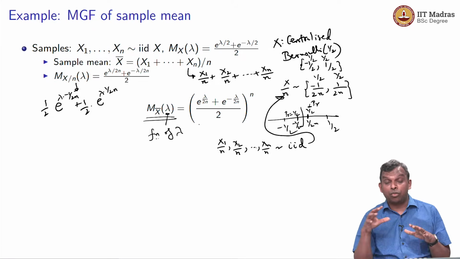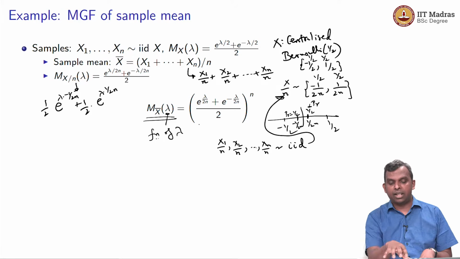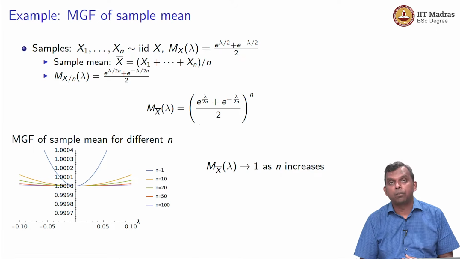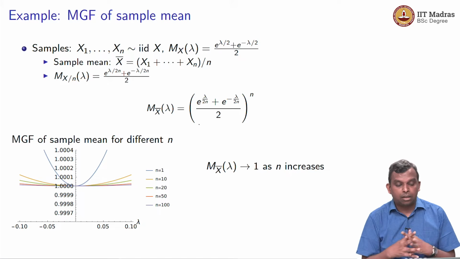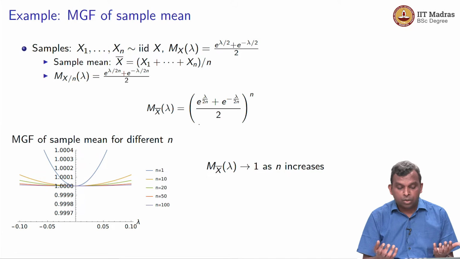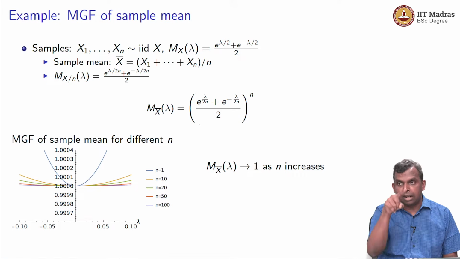So we are able to find the MGF of the sample mean for the case of centralized Bernoulli quite easily, and we write it down. You get an expression like that. Now what you can do is plot. Here is a plot for the MGF of the sample mean, M x bar of lambda, as a function of lambda for different n. You can see what is going on here. It's really interesting. I'm starting with n equals 1. I get a big cup like this.